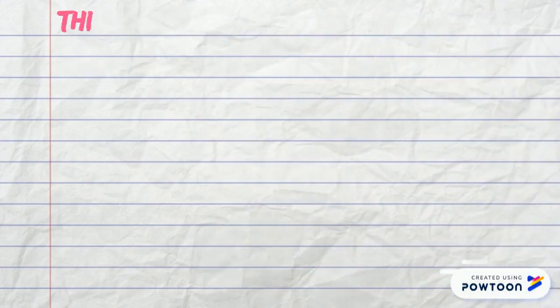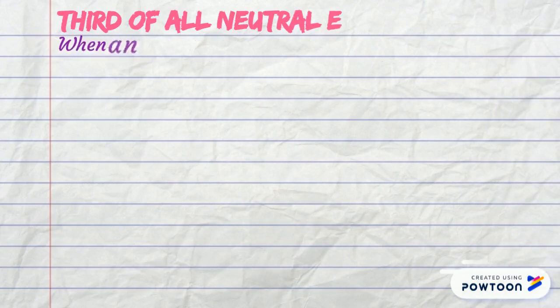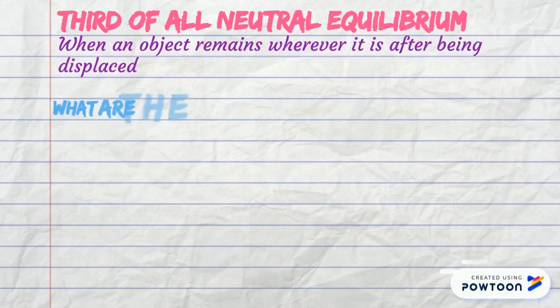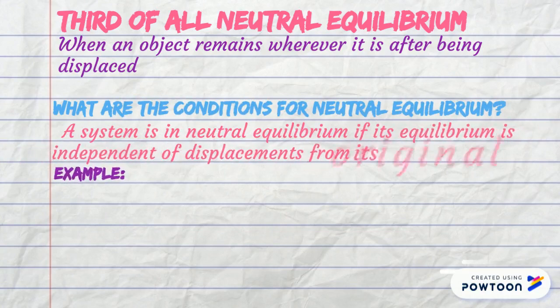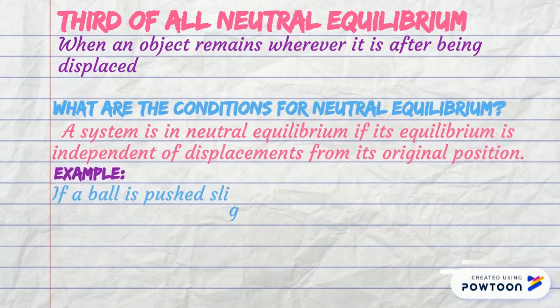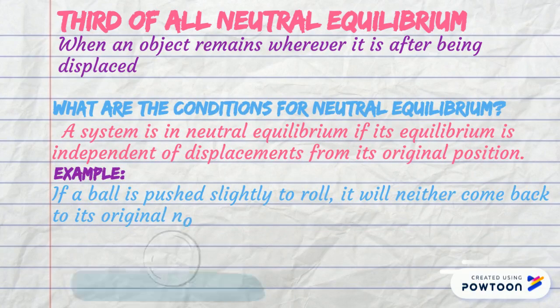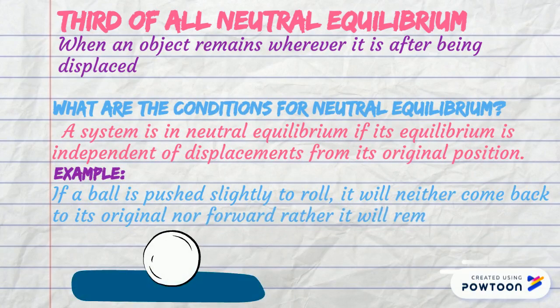Here we've got neutral equilibrium, when an object remains wherever it is after being displaced. What are the conditions for neutral equilibrium? If its equilibrium is independent of displacements from its original position. An example is if a ball is pushed slightly to roll, it will neither come back to its original position nor move forward, rather it will remain at rest.